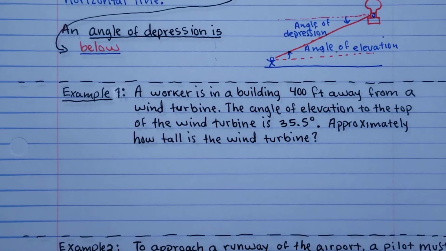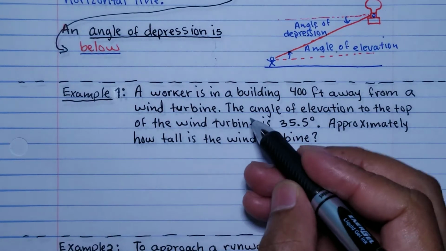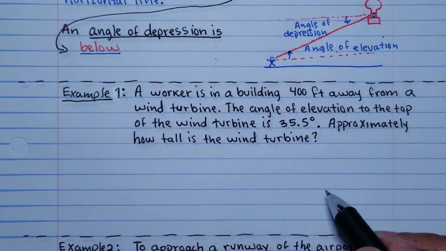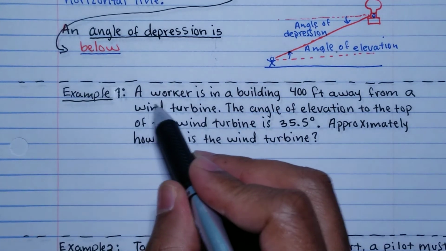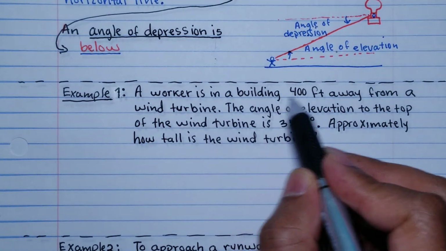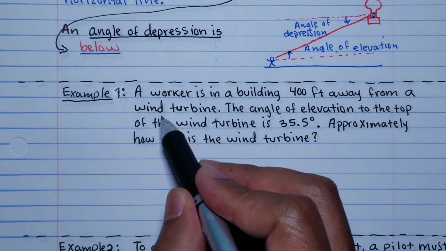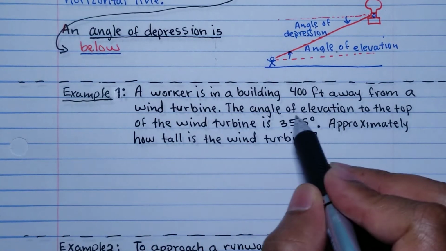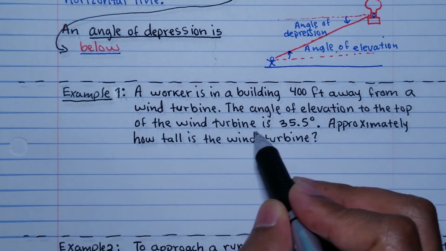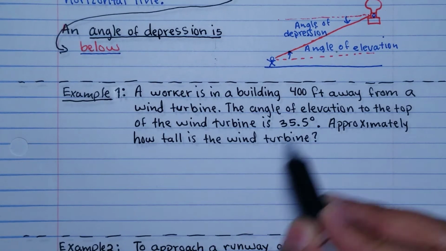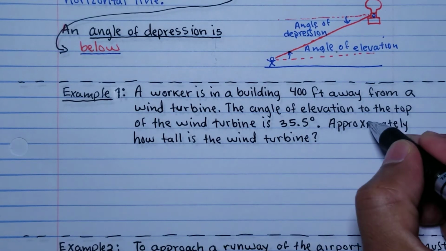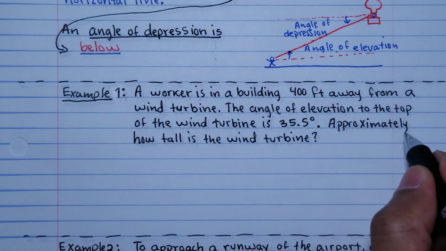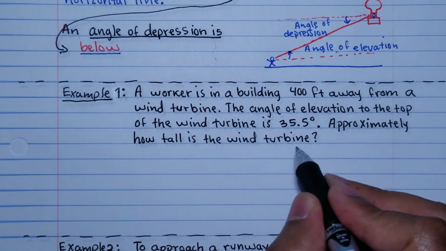Okay, so let's read this problem to see if we can get the important information from all of these words. Okay, so this is a worker is in a building 400 feet away from a wind turbine. The angle of elevation to the top of the wind turbine is 35.5 degrees. The question is approximately how tall is the wind turbine?